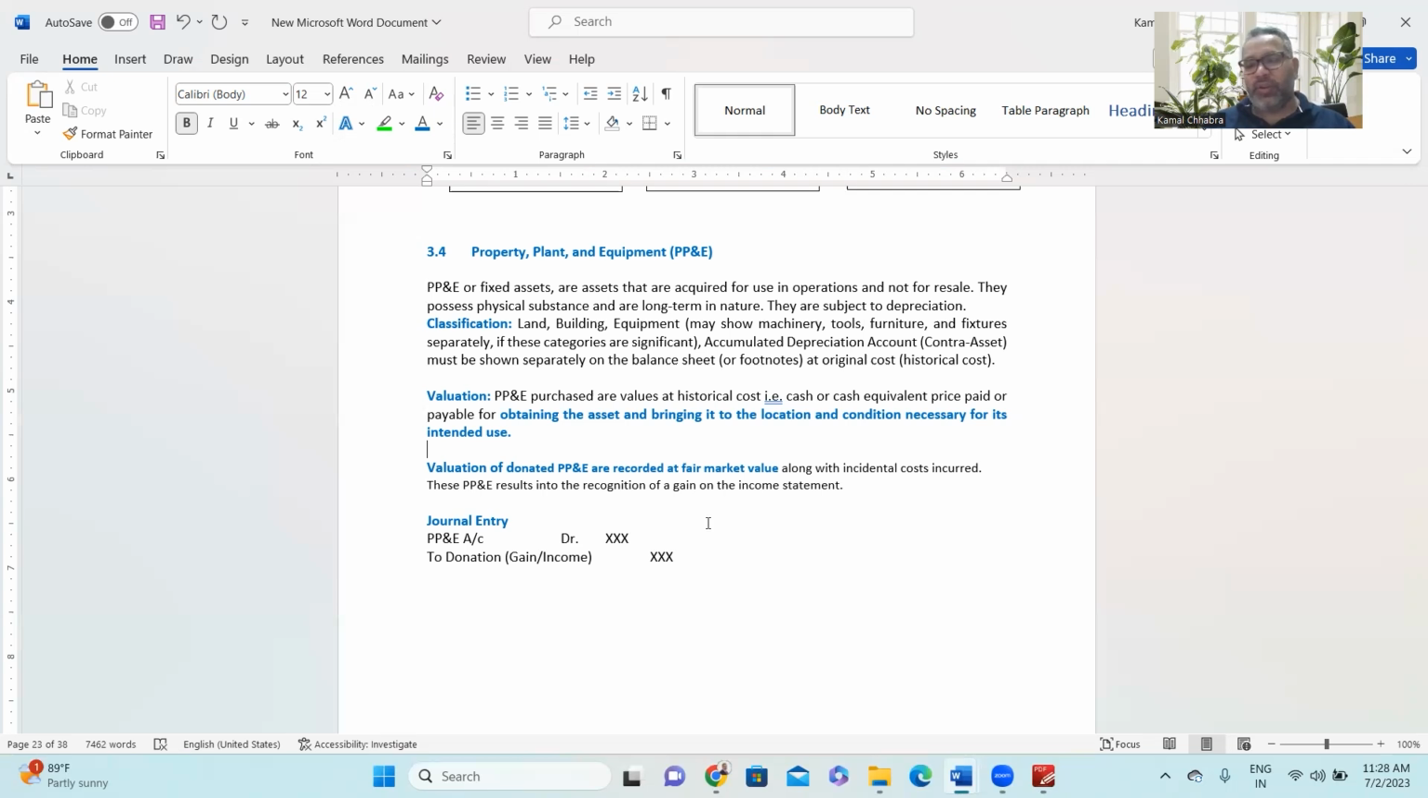right? How do you value them in the balance sheet or financial statement? It has to be valued at the fair market value at the date of donation, right? Along with the incidental cost, maybe property transfer cost, whatever you have incurred. These property, plant and equipment result in recognition of gain or income, gain in the income statement. So the journal entry you'll be making is property, plant and equipment account debit to donation.